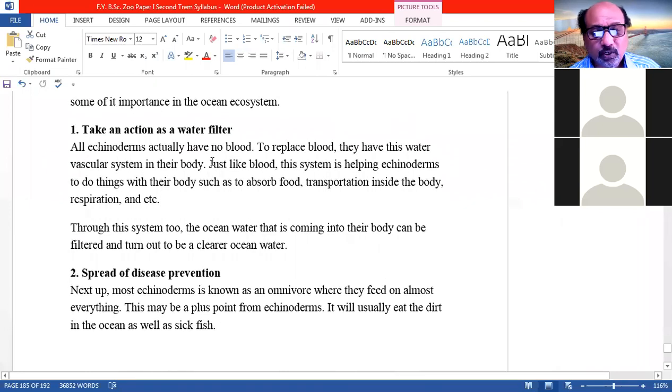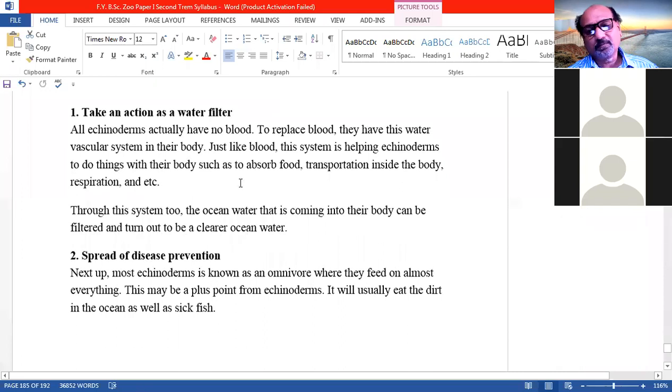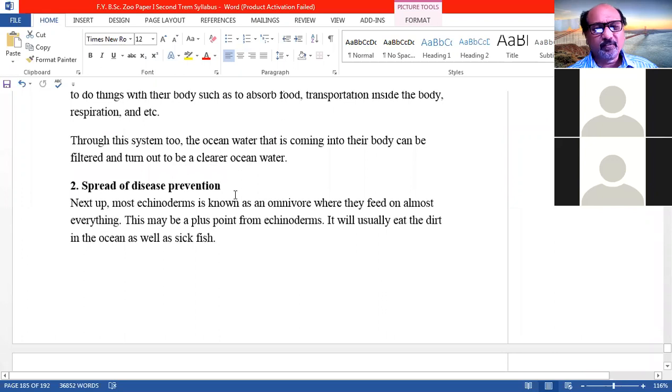All the echinoderms actually have no blood. To replace the blood, they have this water vascular system in their body. Yesterday we studied the water vascular system. Just like blood, this system helps echinoderms do things with their body, such as absorbing food, transportation inside the body, respiration, etc. Through this system, the ocean water coming into their body can be filtered and turned into clearer ocean water. First one is the cleaning, then the spread of the disease prevention.